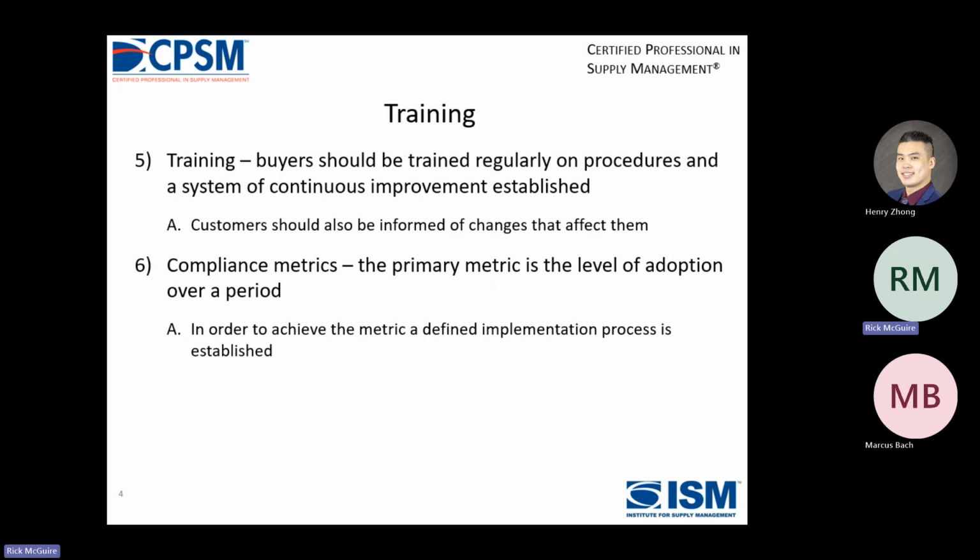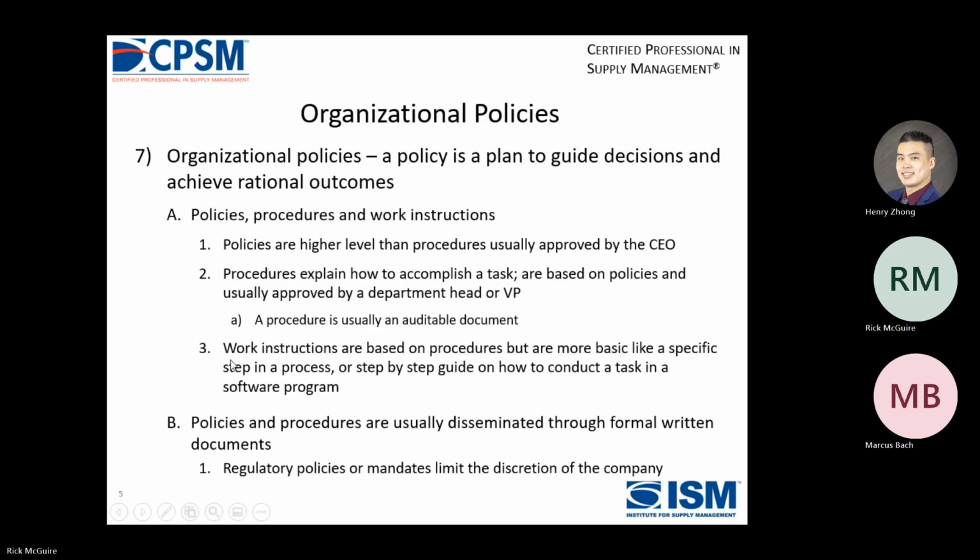Compliance metrics. Primary metric is the level of adoption over a period, which I'm not really sure how you would measure that, but in order to achieve the metric, a defined implementation process is established. Well, yeah, okay. In other words, they're not going to tell us. Organizational policies plan to guide decisions and achieve rational outcomes, which is why we have policies and procedures.